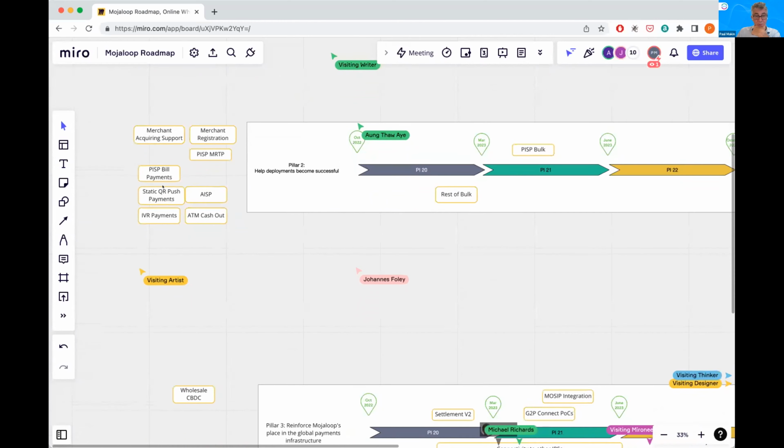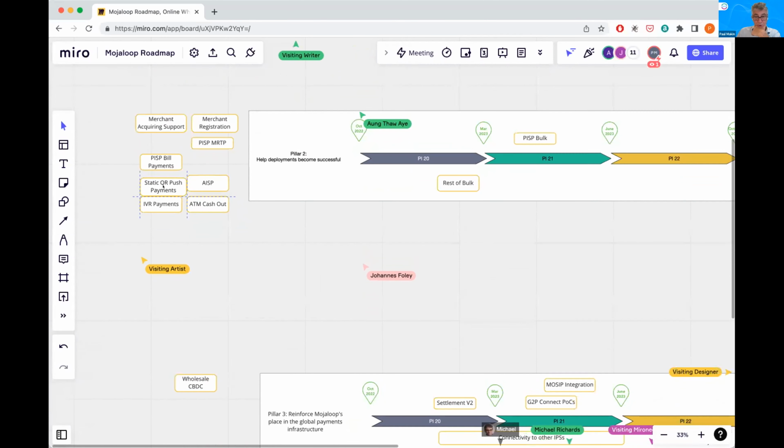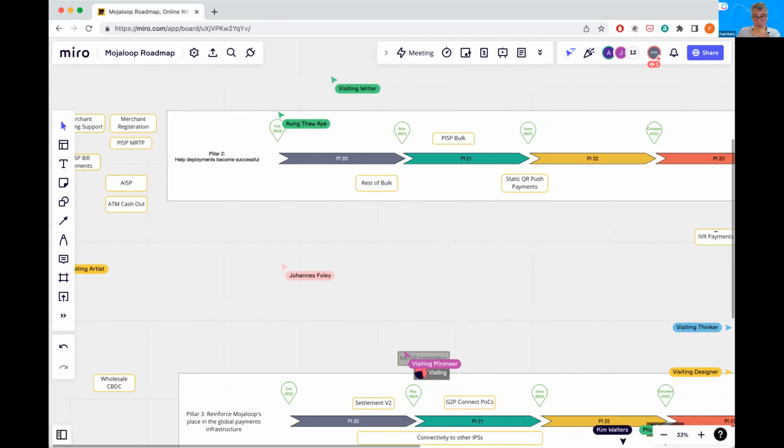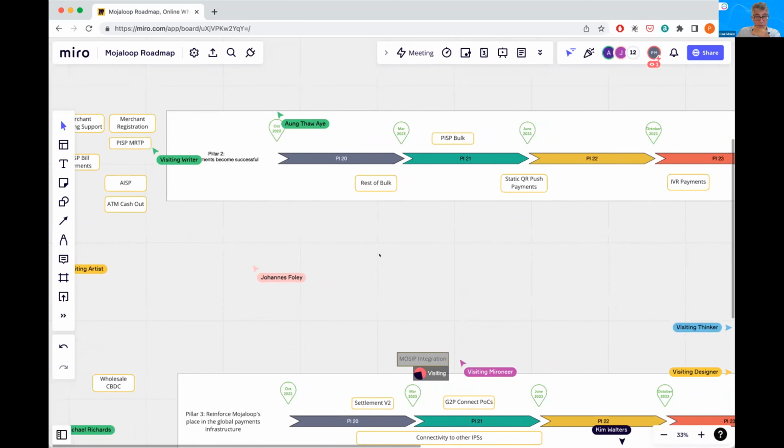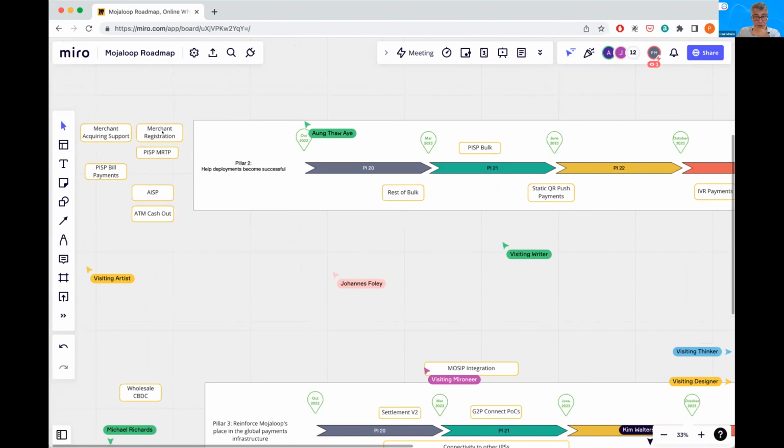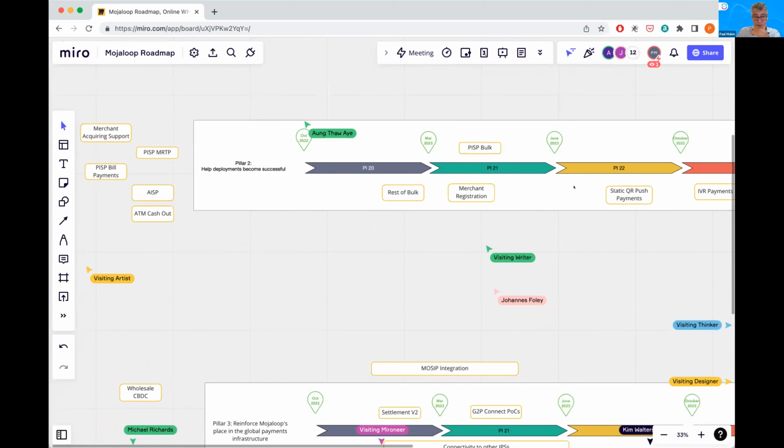Static QR push payments, I think that's more work than we perhaps anticipate. I'm going to push it out to middle of next year. IVR payments, I don't know where that fits. Maybe somewhere all the way up there. Merchant registration, we could actually produce that relatively soon. Merchant acquiring support, I'm going to push that out further, put merchant acquiring support in between, because without merchants, the rest is moot.